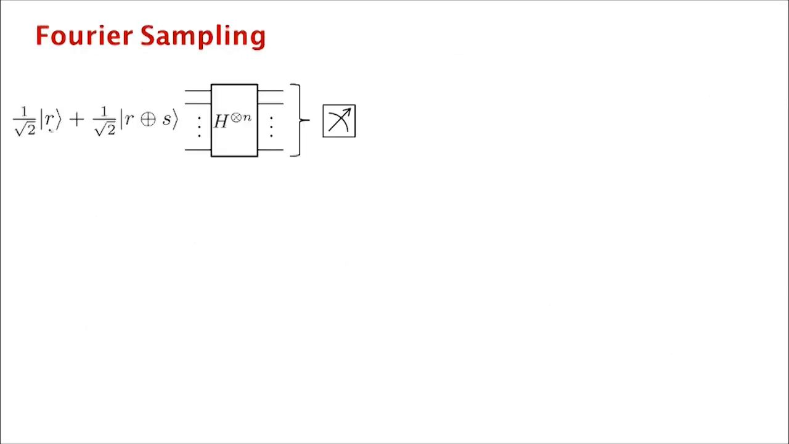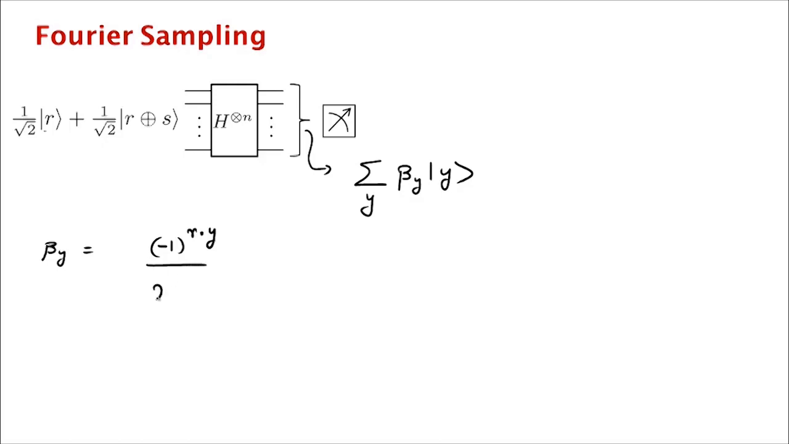Now that we have the state 1 over square root 2 r plus 1 over square root 2 r plus s, we are going to do Fourier sampling on it. And we want to understand what the output looks like. So let's say that this output state, before we measured it, is the sum over all y of beta sub y, y. So what's beta sub y? With what amplitude do you go from r to y? Remember, you go from r to y with amplitude minus 1 to the r dot y over 2 to the n over 2.